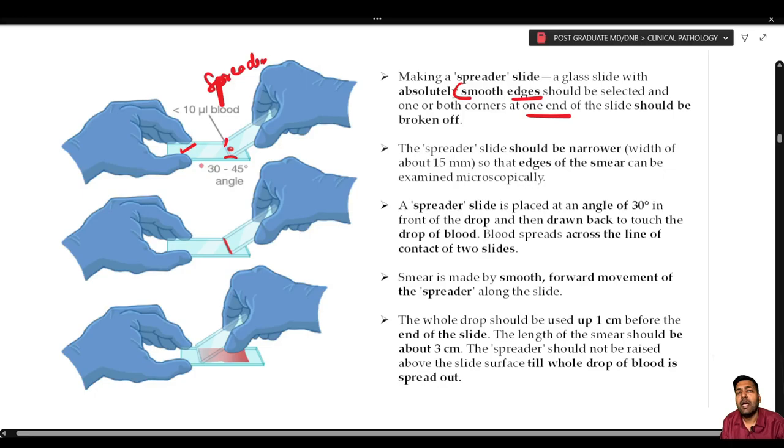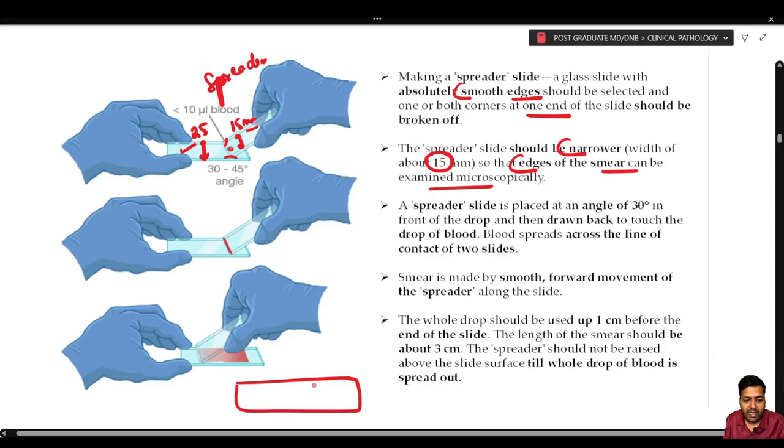The spreader slide should be narrower, with a width of 15 millimeter, whereas the breadth of the particular PBS slide is 25. That of the spreader should be around 15 millimeter, but it is not always possible in day-to-day activity. So why is this required? Because finally, whatever smear you get, the edges of the smear can be examined microscopically. If this is a particular glass slide and we want a smear to be somewhat like this, then these edges can be examined carefully. That is why they are saying that we should use a spreader, the width of which is less than that of the peripheral blood slide where we are going to make the smear.